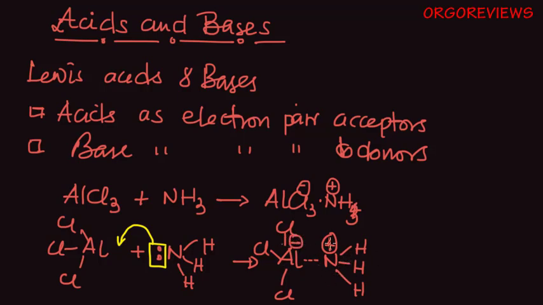And this will be the product. But then remember, Lewis acids are electron pair acceptors. So therefore, aluminum trichloride will become our Lewis acid, and ammonia, which donated electrons, will become our Lewis base. There are several Lewis acid-base reactions in organic chemistry, so it's something that we need to pay attention to.